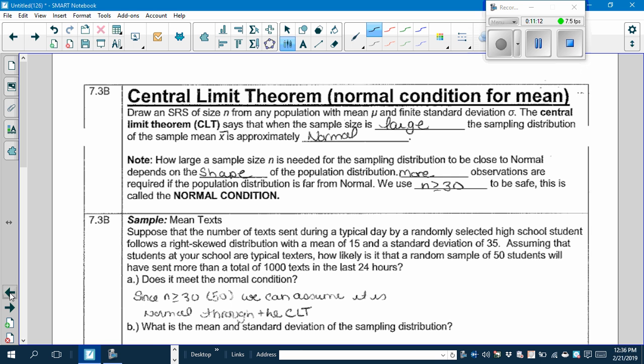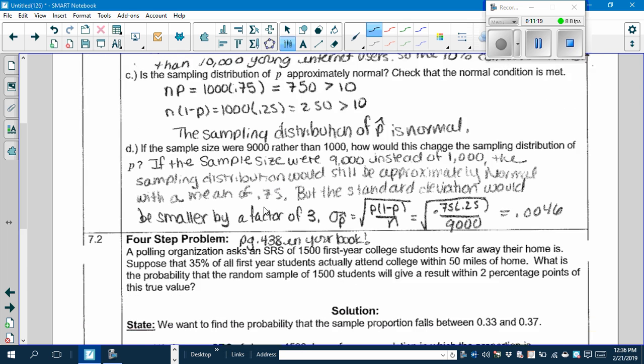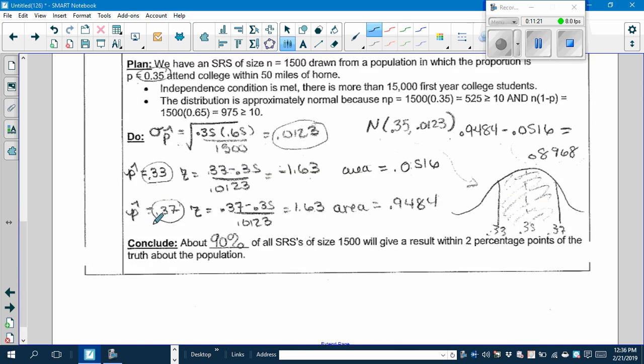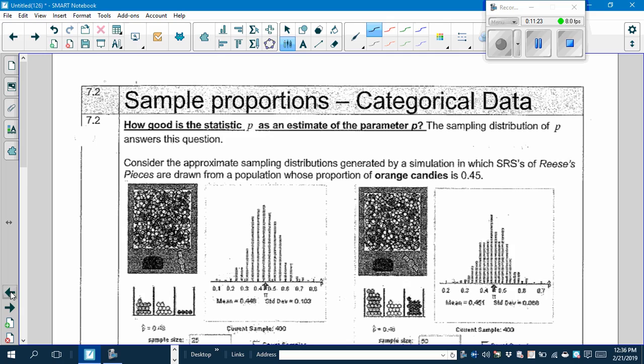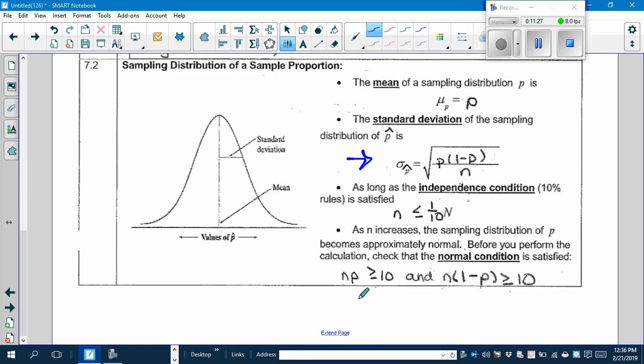The last one we used was the large counts condition. The large counts condition was in 7.2. Let me talk to you a little bit about that. The large counts condition is np is greater than or equal to 10 and n times (1 minus p) is greater than or equal to 10. Okay, so this is the large counts condition.